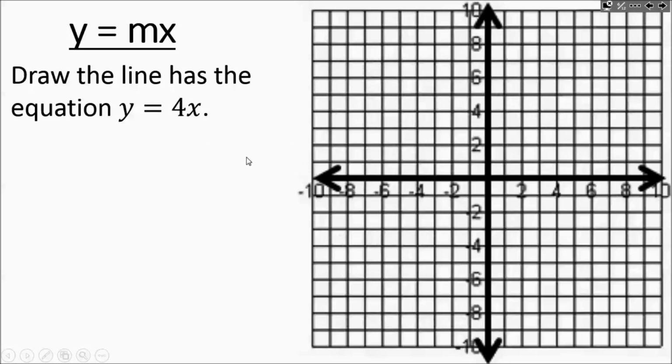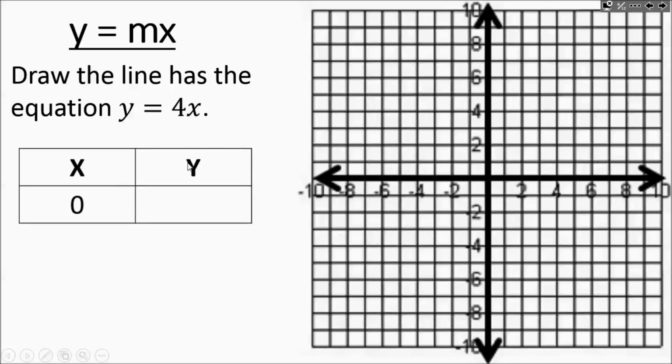And just to prove that, I'm going to go ahead and do a table. We've done these tables before where if x is 0, what's y? I'm going to go ahead and plug in a 0 for x, and 4 times 0 is 0. So in the previous problems, they gave us a point somewhere in one of the quadrants. In this problem, our starting point is the origin, 0, 0.